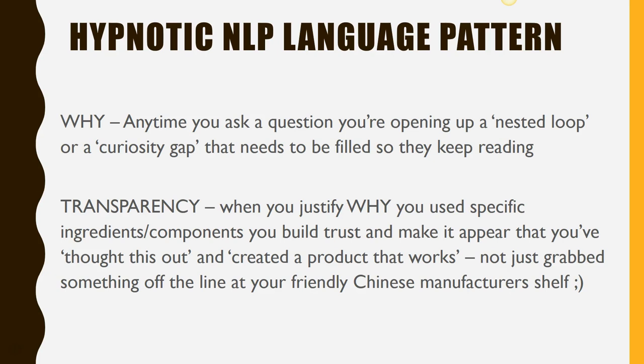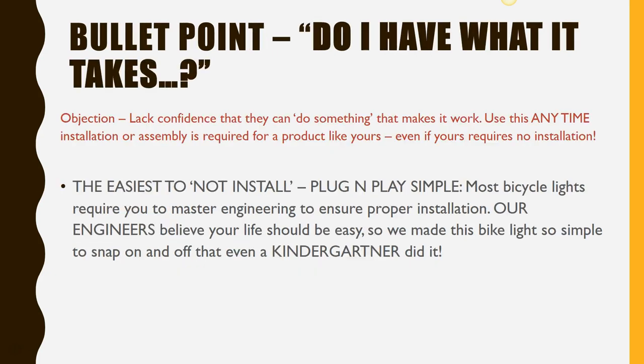overcome their other objections. In terms of transparency, you then want to go into transparency to show that they can trust what you said. Okay. And the way to do that is by justifying why you use those specific ingredients or components to build trust and make it appear that you've thought this out and created a product that works. Not just grab something off your Chinese manufacturer's shelf.